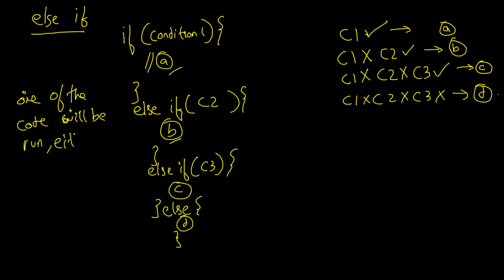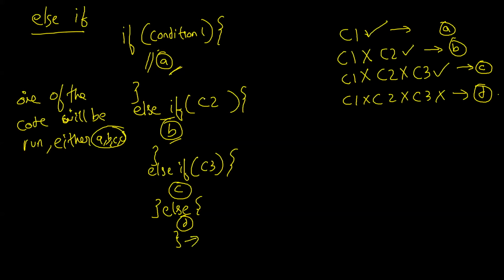Okay? Either A, B, C, or D. It's not possible that A will run and then B will also work and C will also. That's not the case. Only one of the code blocks will run. So if condition 1 is true, then A will work, okay? And then the control will come till here.